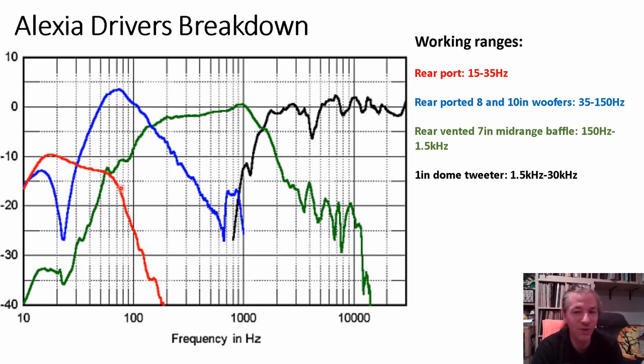So there's no crossover on the port. This is natural. So the port output just drops above a frequency. So the port is basically a window between the insides of your speaker cabinet and your room. And the window is open between here and here. And this window is defined by the port tuning frequency.